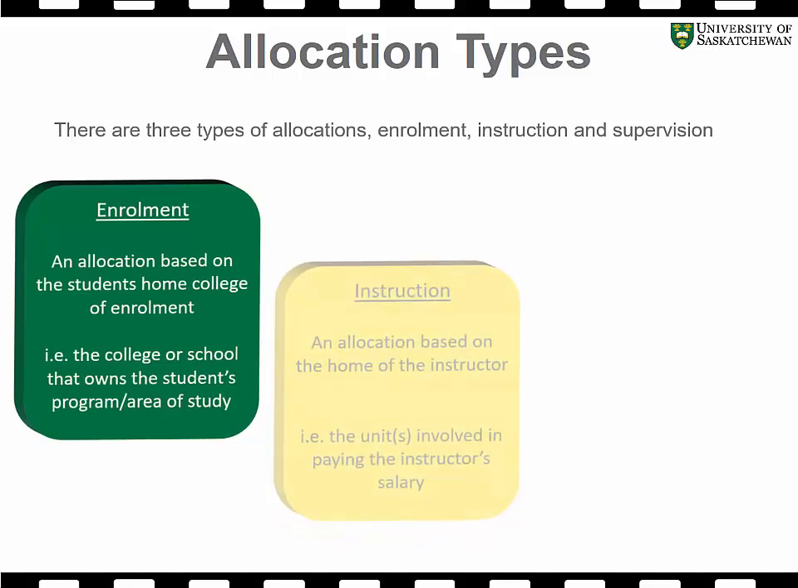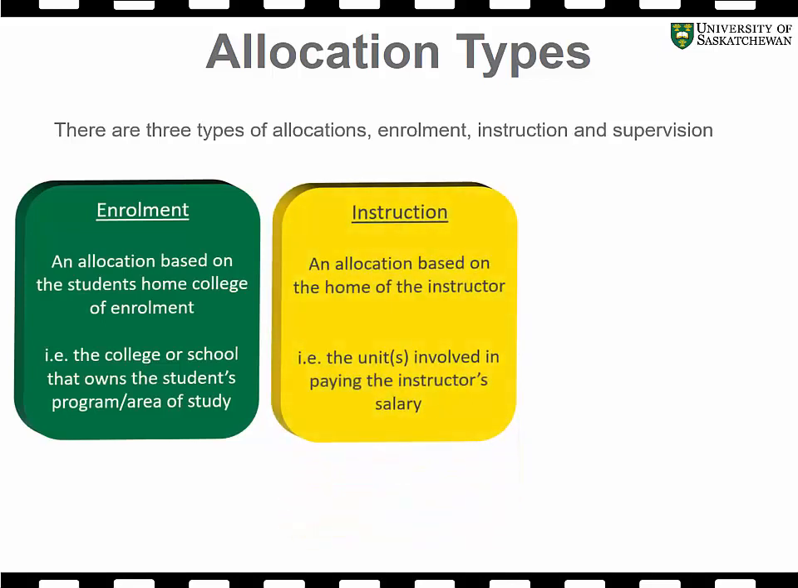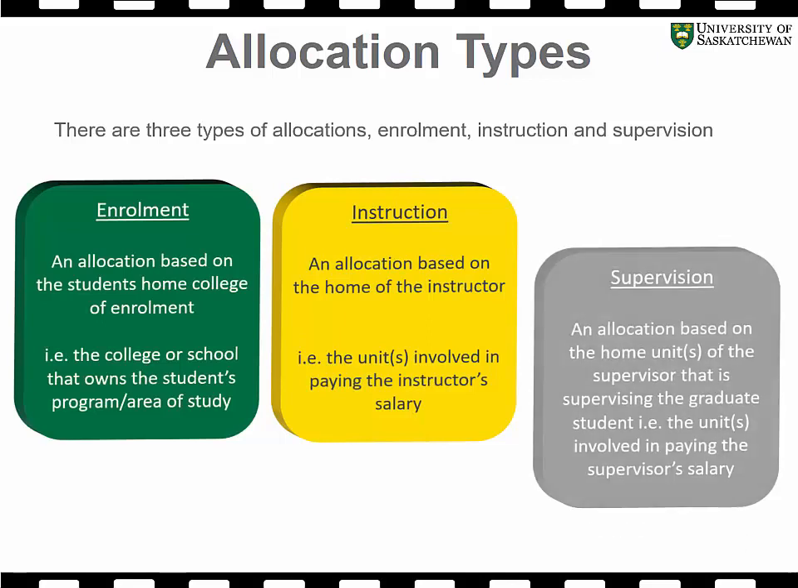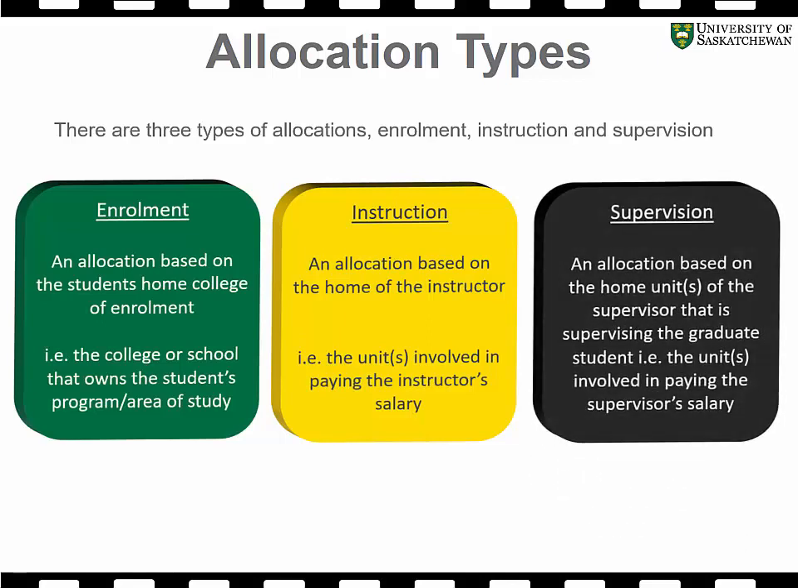Instruction, an allocation based on the home unit of the instructor teaching the class, that is, the unit involved in paying the instructor's salary. Supervision, an allocation based on the home unit of the supervisor that is supervising the graduate student, that is, the unit involved in paying the supervisor's salary. If a student is supervised by multiple supervisors, then the allocation is split accordingly. For instance, 50-50 if two supervisors are on record. In cases where an instructor or supervisor is jointly paid, allocations are prorated in accordance with pay record data.